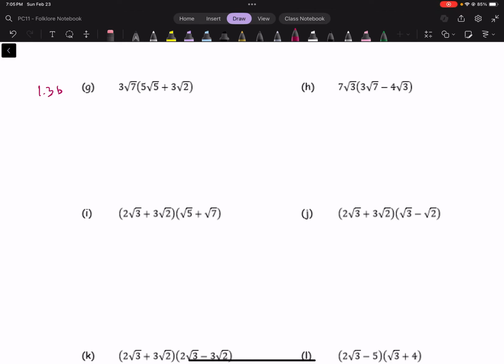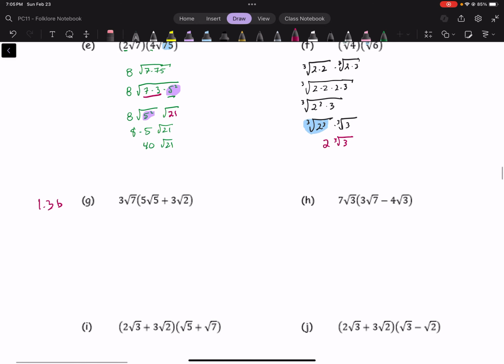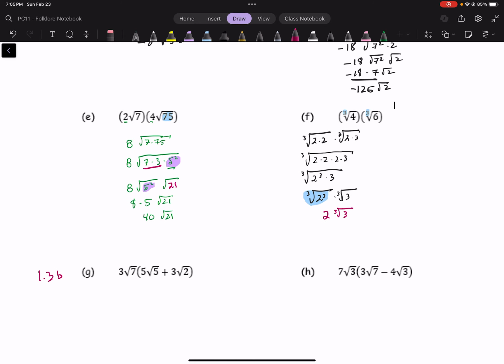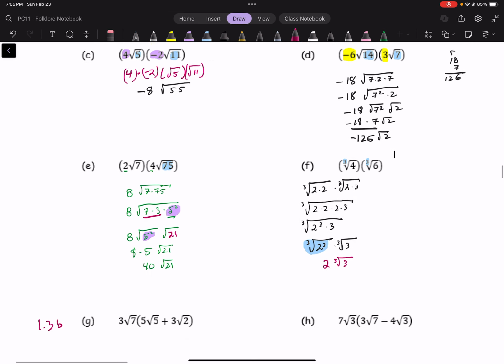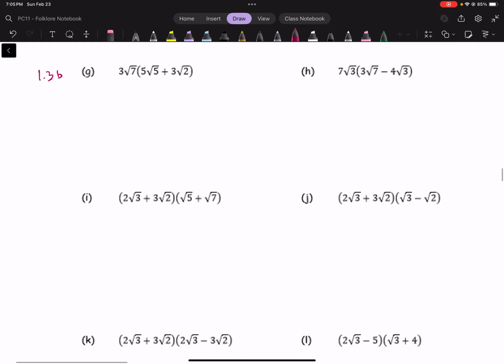All right, that was multiplying radicals. And I'm just going to revisit that up here. We're not quite done, but if you notice, all of the radicals in A through F were monomials. So let's up the degree of difficulty a bit.